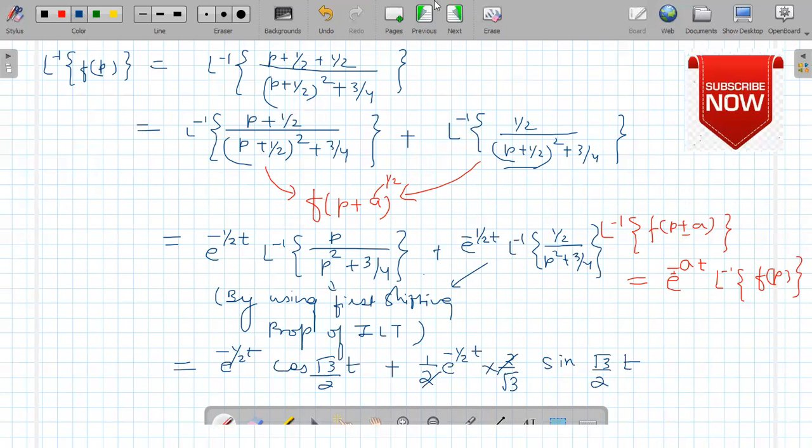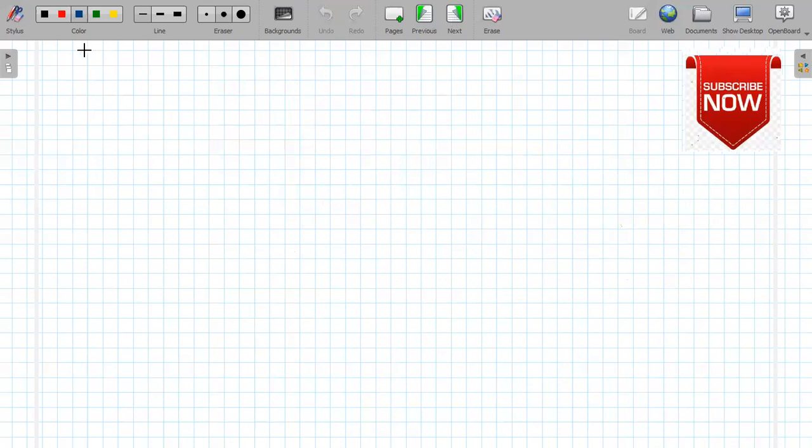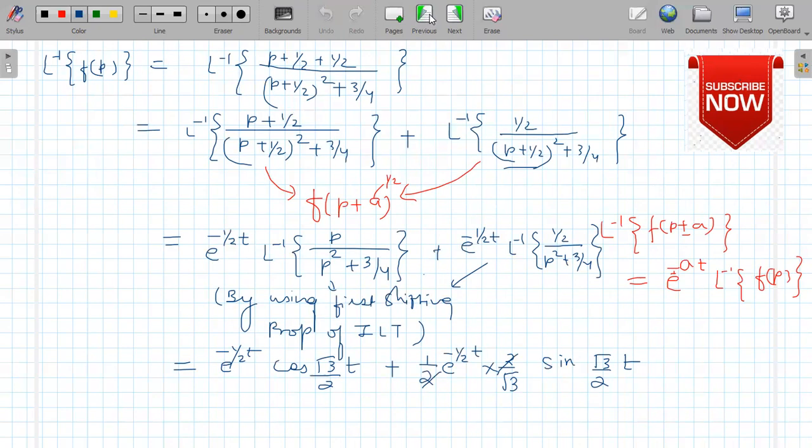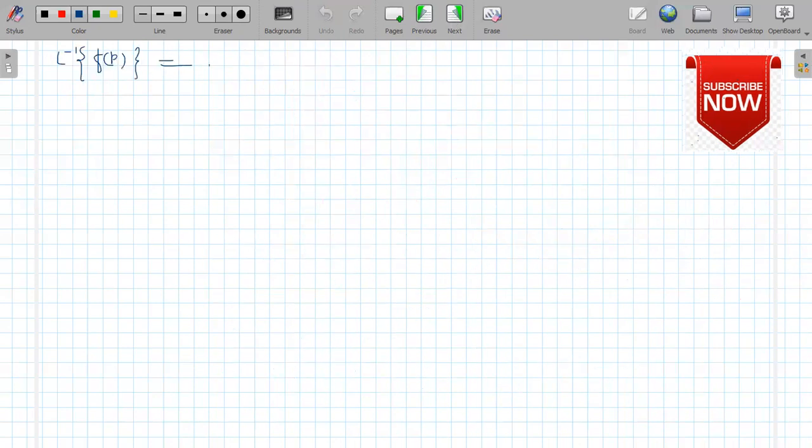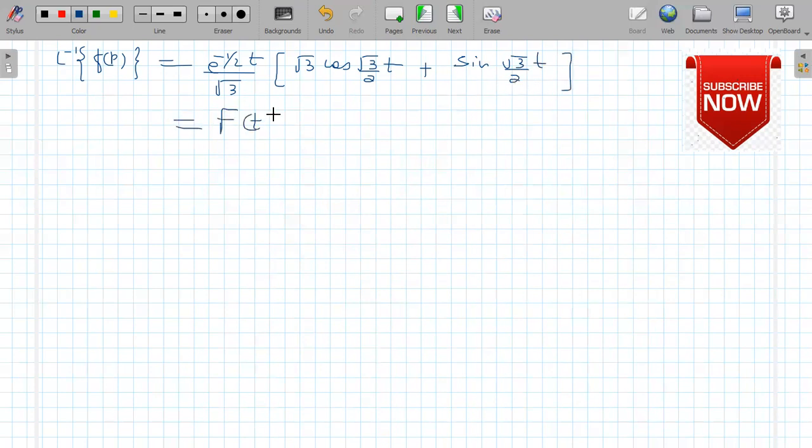Let me write on the next page. Laplace inverse of F(p) is equal to e raised to the power minus half t divided by root 3, cos root 3 by 2 t plus sine root 3 by 2 t. So this is our f(t).